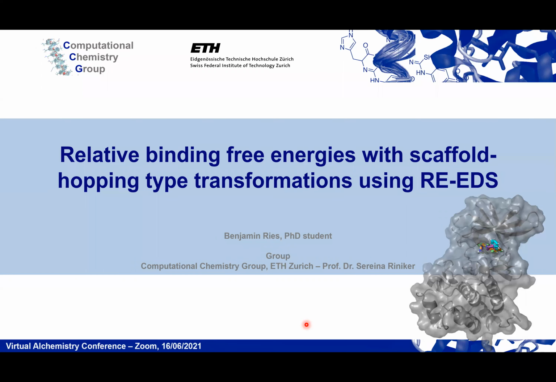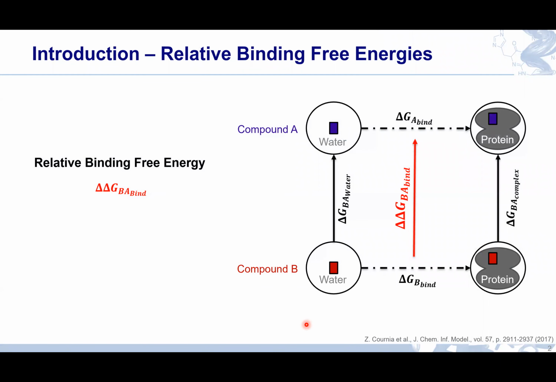So quickly, here is the obligatory thermodynamic cycle that we have already seen multiple times yesterday. If we are interested in relative binding free energies, we are interested in this red arrow in order, for example, to compare different drug compounds in how well they would perform at inhibiting, for example, a certain enzyme.